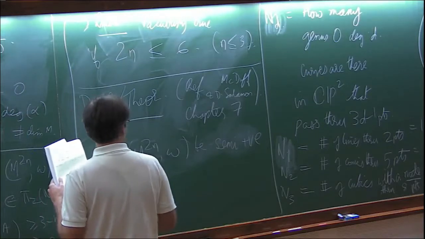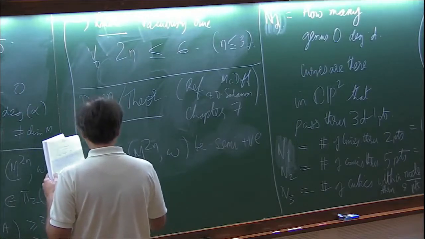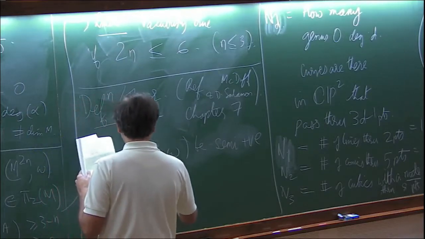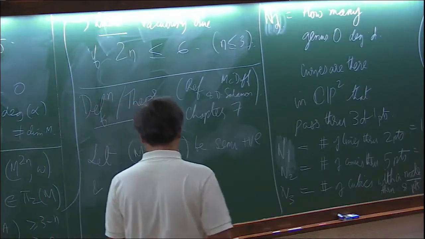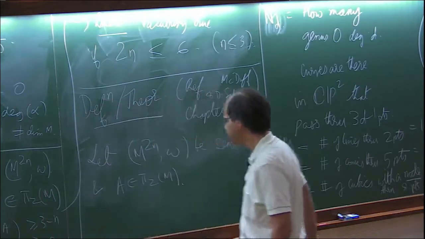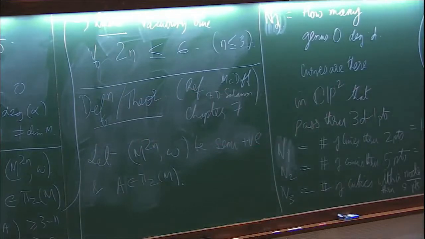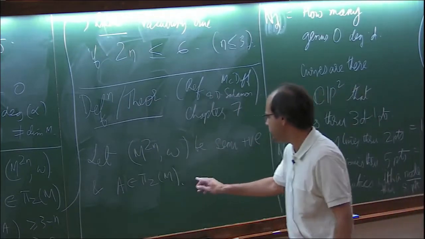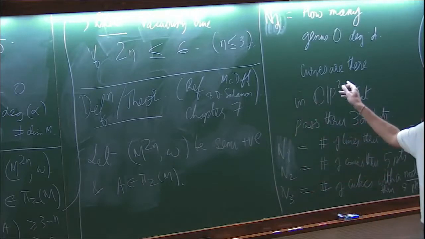Okay, so let M be a semi-positive symplectic manifold and A be a spherical homology class. Now the next part sounds a bit convoluted, so I'll say this slowly. I'll just have 2 or 3 minutes. I'll just finish defining Gromov-Witten invariants and stuff.